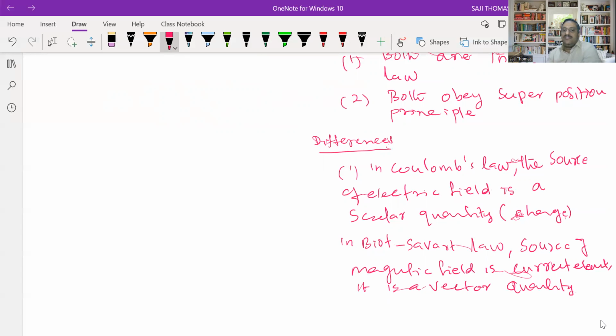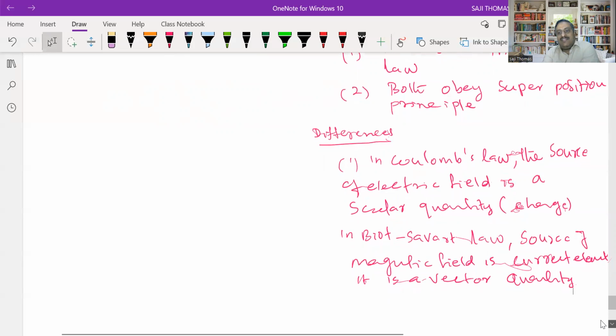So that is the first difference. The source of electric field in Coulomb's law is a charge at rest, which is a scalar. In the Biot-Savart law, mu0 by 4 pi, I dl sin theta by r square, that I dl is the source of magnetic field. That is known as the current element, which is a vector quantity.